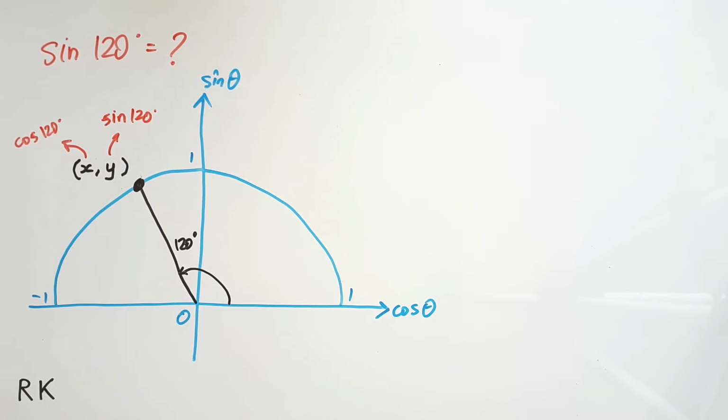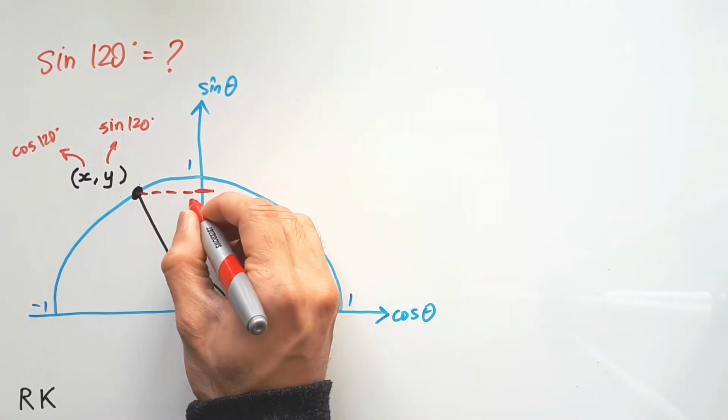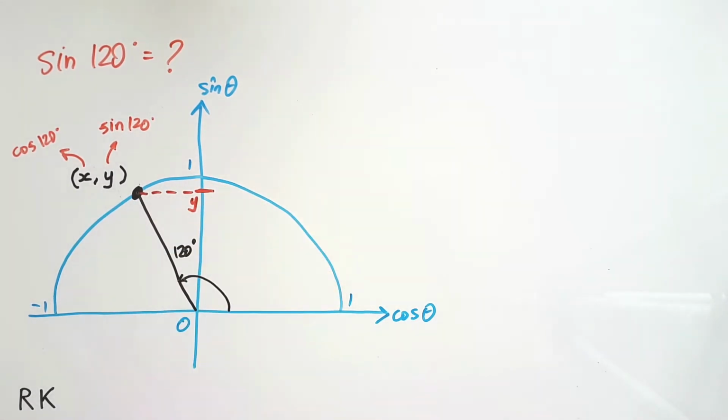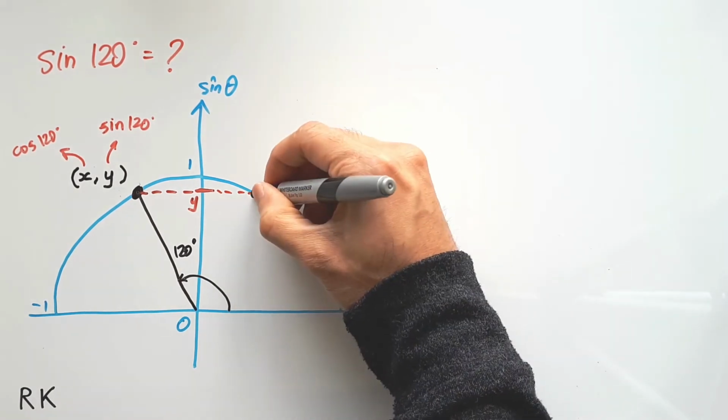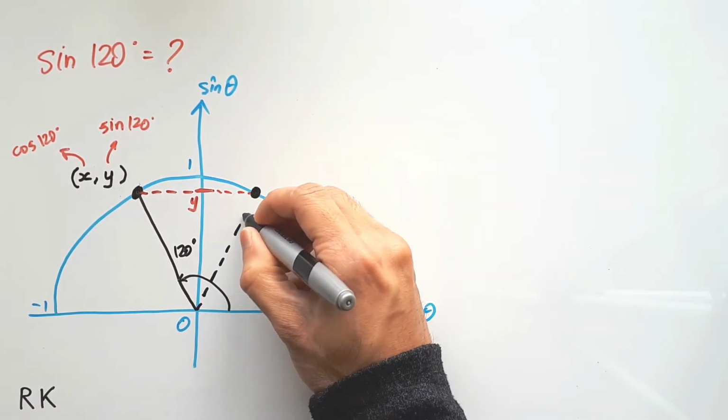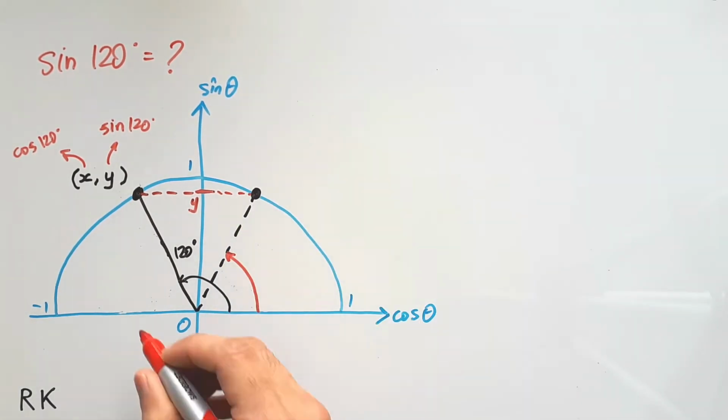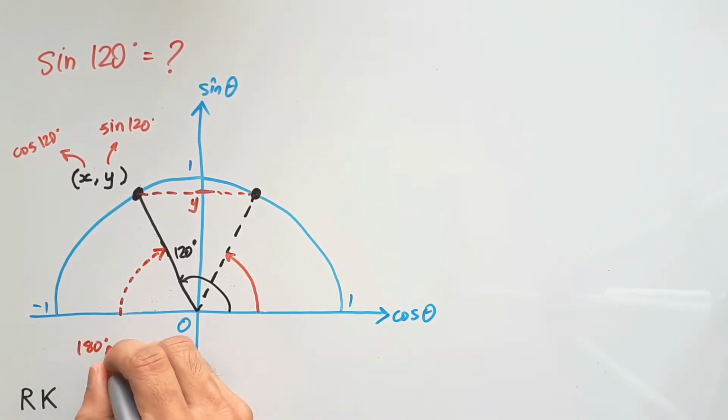Since we're after sine 120, we just need to figure out the y value, right? This is where symmetry comes in. We need an acute angle. So firstly, reflect this point over the first quadrant. Since it's reflective, the acute angle made here is the same acute angle made here, which is 60 degrees.